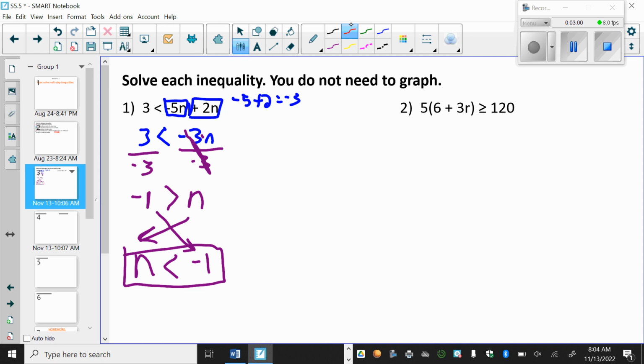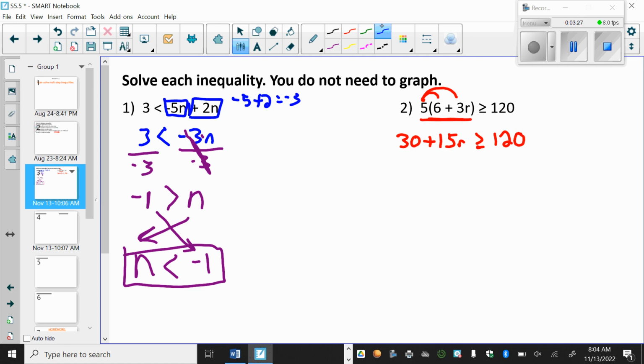All right, let's do it again. Back to red. Step 1, do I have distributive property? Yes, right here, so we're going to distribute. Remember, we use multiplication. 5 times 6 makes 30. 5 times positive 3r makes plus 15r. Distributive property is done. I'm going to bring down my greater than or equal to sign and the number 120.